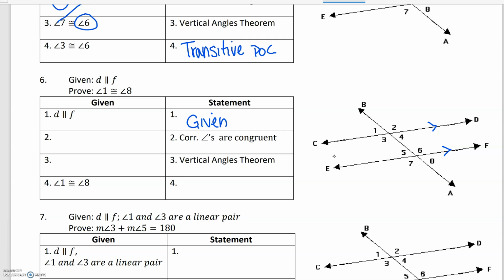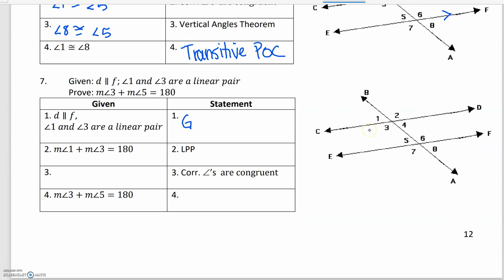Corresponding angles are congruent. So it looks like I'm going to try and get 1 and 8. So I'm going to have angle 1 and I'm going to have angle 8. And I have a feeling they're going to be congruent to the same one. So vertical angles 8 and 5. And so this would have to be congruent to 5 as well. And yep, 1 and 5 are corresponding. So they are congruent. And if they are both congruent to 5, they are congruent by the transitive property of congruence.